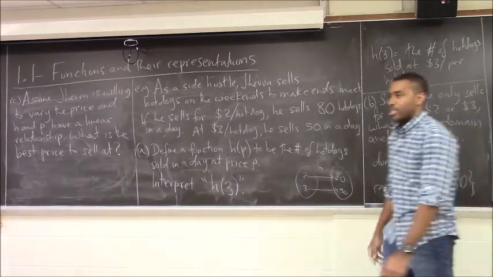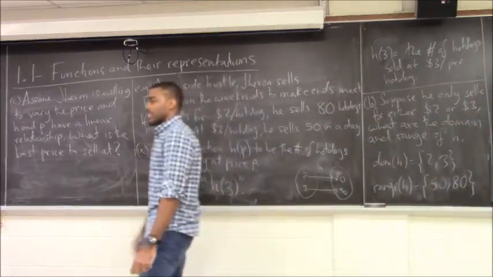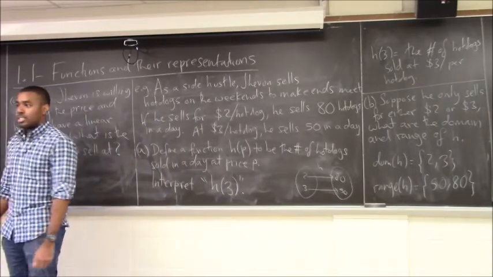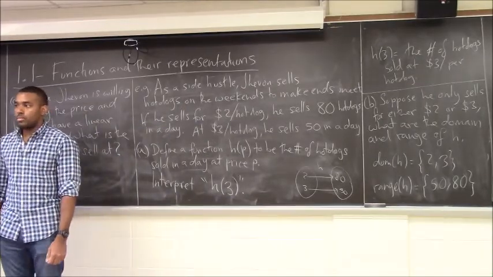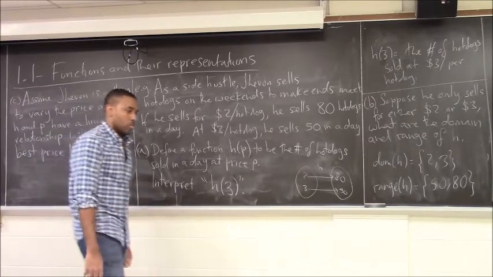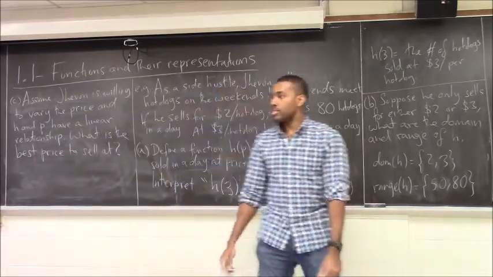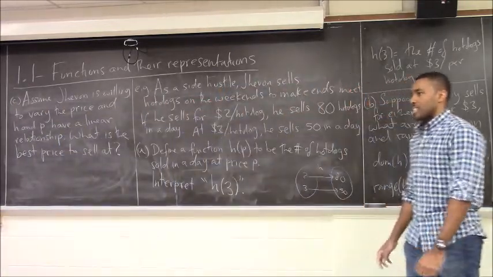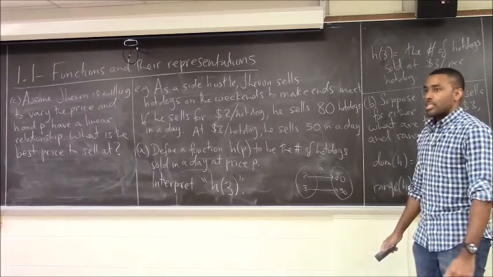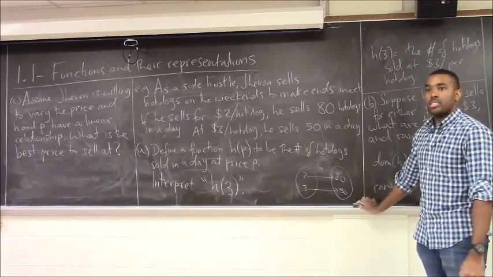How would you give me an answer? Just multiply how much you're selling each hot dog for by how many you're selling, and find how much money you're making. What is that called? Do you know the name of that? It's a linear function.